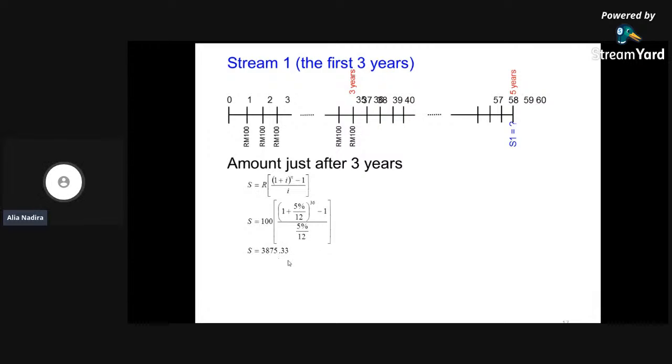Here, this amount will still remain in the account. It will still be in the account, you don't touch it, until year 5. So when you leave it, the amount will be 4636.50. It still has compound interest. So this is the first stream.